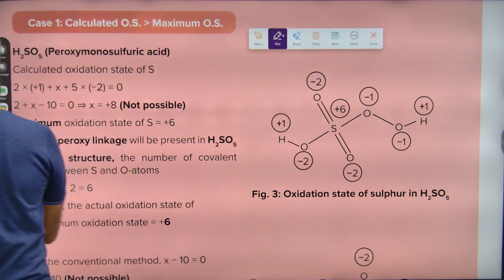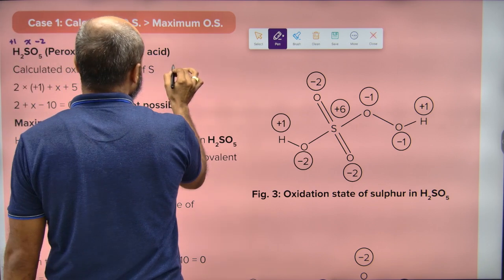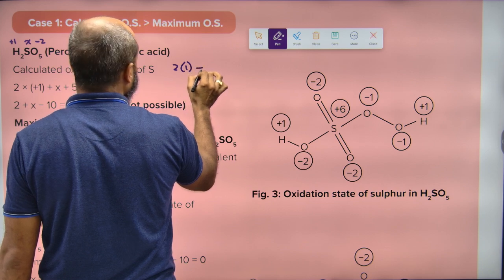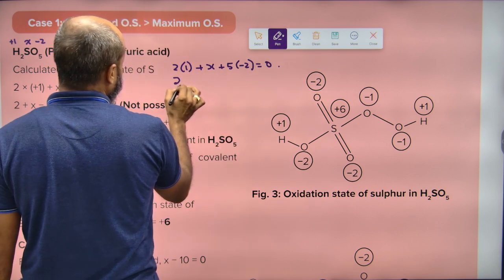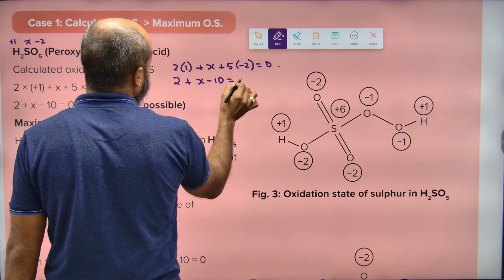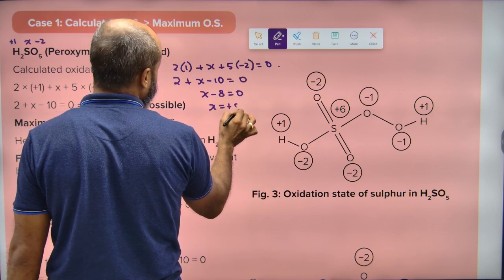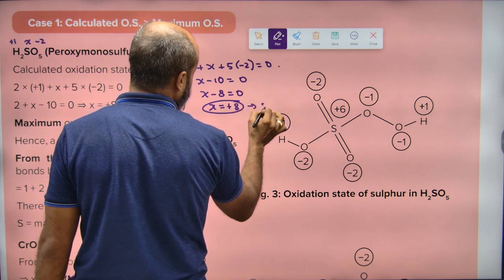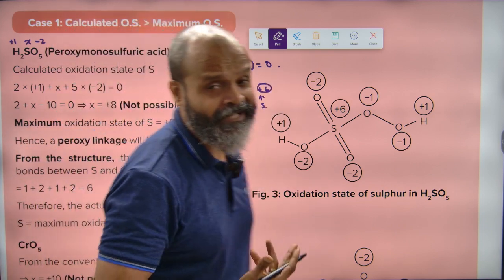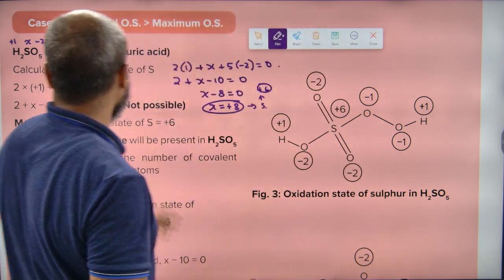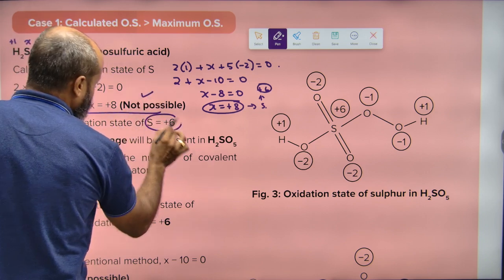So which means what? If I take sulfur as X, hydrogen as +1 and oxygen as -2, so obviously here we will have 2 into +1 plus X plus 5 into -2. That gives you 0. So that will be 2 plus X minus 10, that gives you 0. So X minus 8 is equal to 0. X is equal to +8, which is not possible for sulfur because sulfur has a maximum oxidation state of +6. So obviously it is crossing that maximum oxidation state. So it is not possible. Maximum oxidation state of sulfur is +6.